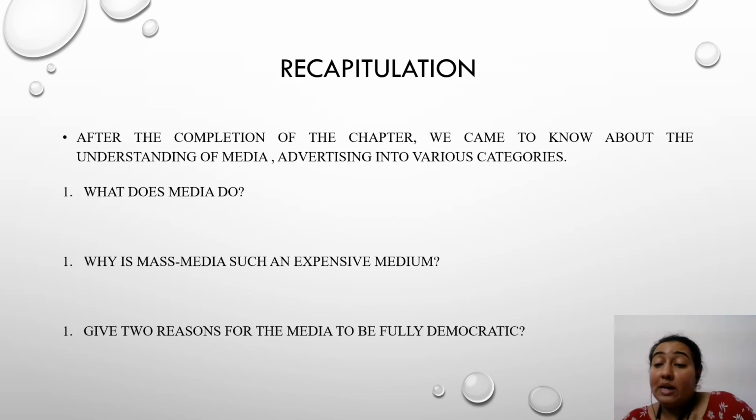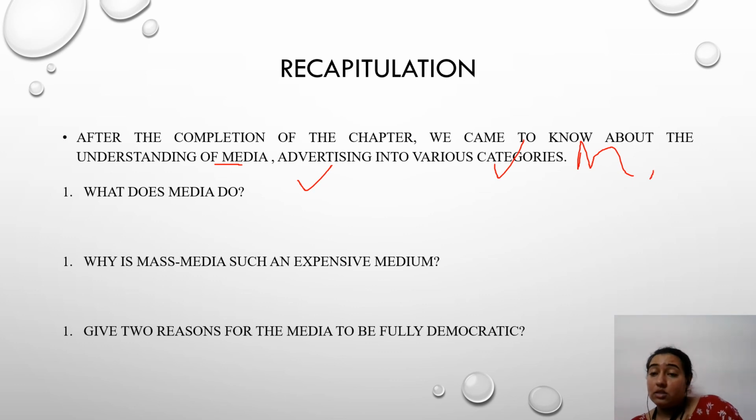Now, students, in today's topic, we have completed chapter number 6 and we came to know about understanding media and medium, what is advertisement, different types of advertisement, mass media and money, and democratic media as well. So we have discussed 5 different topics in today's class.